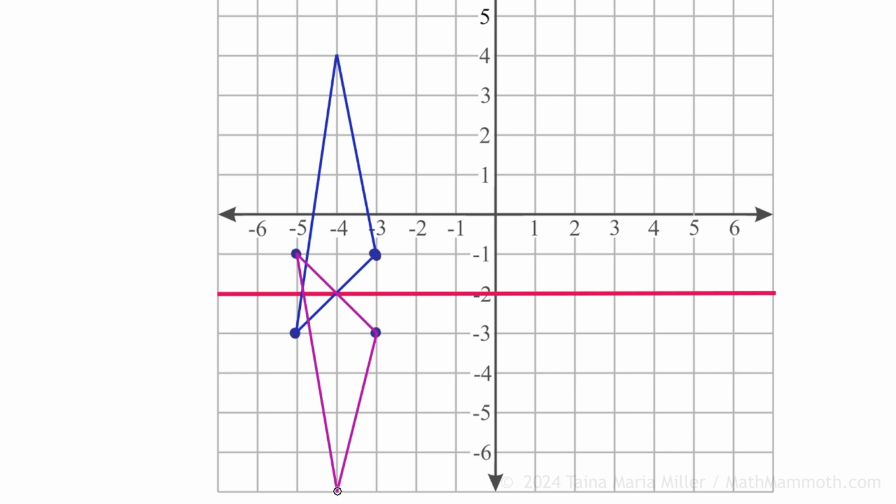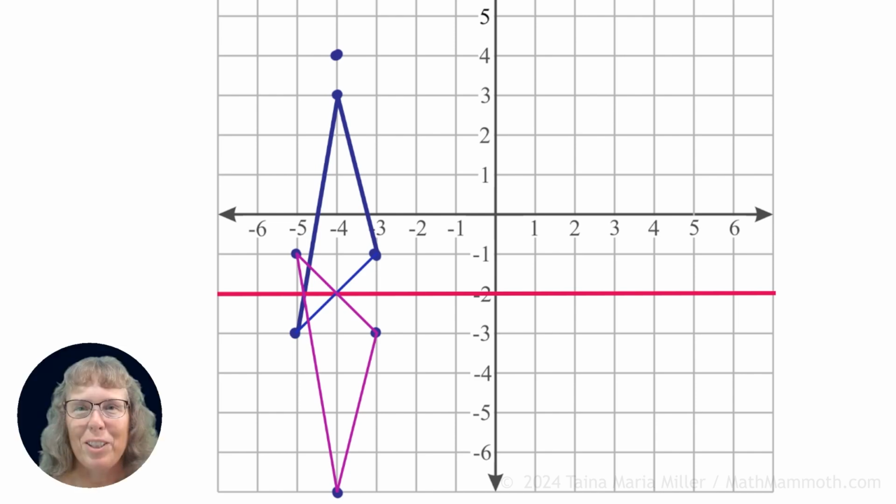Then this one here, 1, 2, 3, 4, 5 units. And this is 1, 2, 3, 4, 5, 6. Okay, so this is not correctly reflected. This point should have been right here instead. Let me see if I can draw the correct figure. There we go. There's the correctly reflected triangle for us.